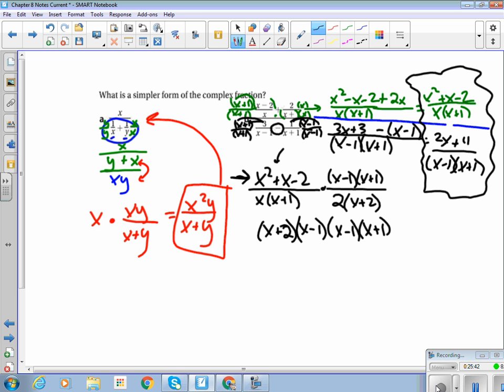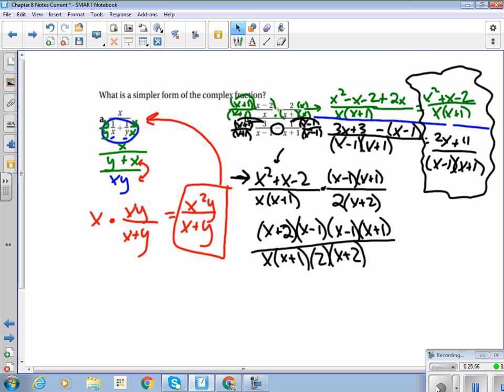Ooh, how do I go sleep? x plus 1, 2, x plus 2. Okay, let's restrict our domain. Before we start canceling stuff out, we're going to say x can't equal 0, -1, or -2.